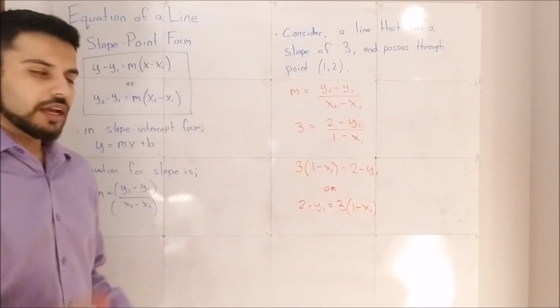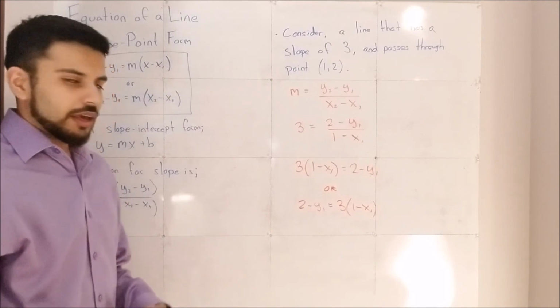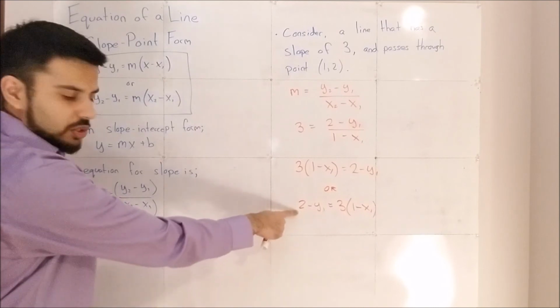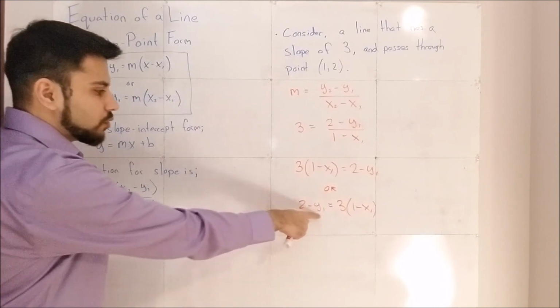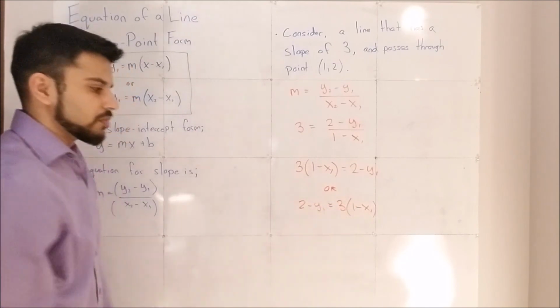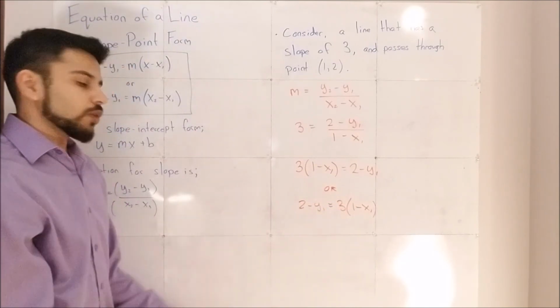And the reason why I've written it this way is, if you remember, our equation is y2 minus y1. Well, this was my y2 value, so y2 minus y1 is equal to slope times x2 minus x1. That's where our equation comes from.